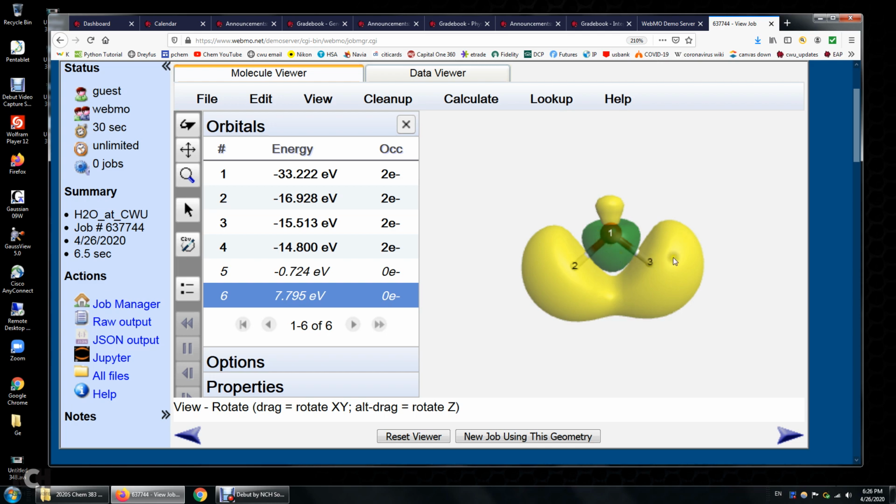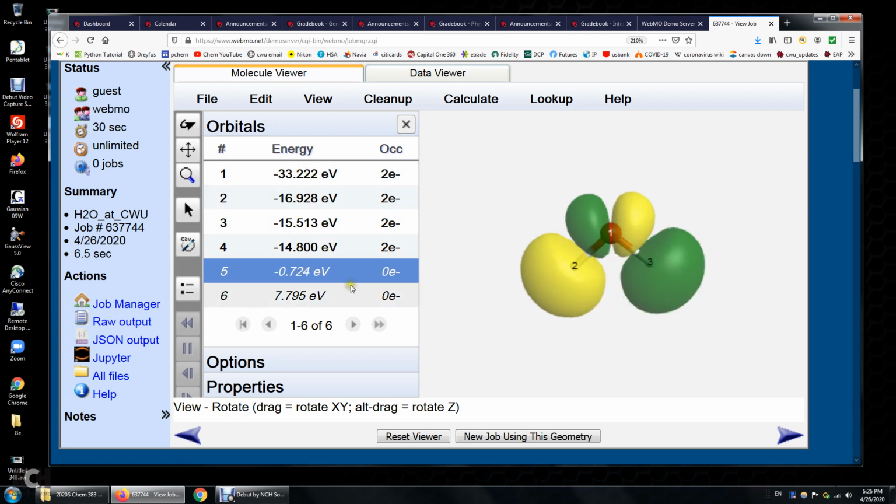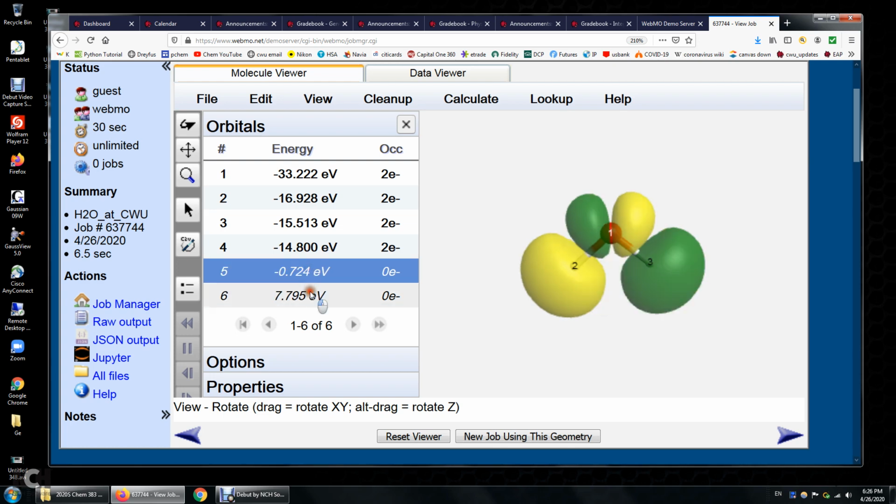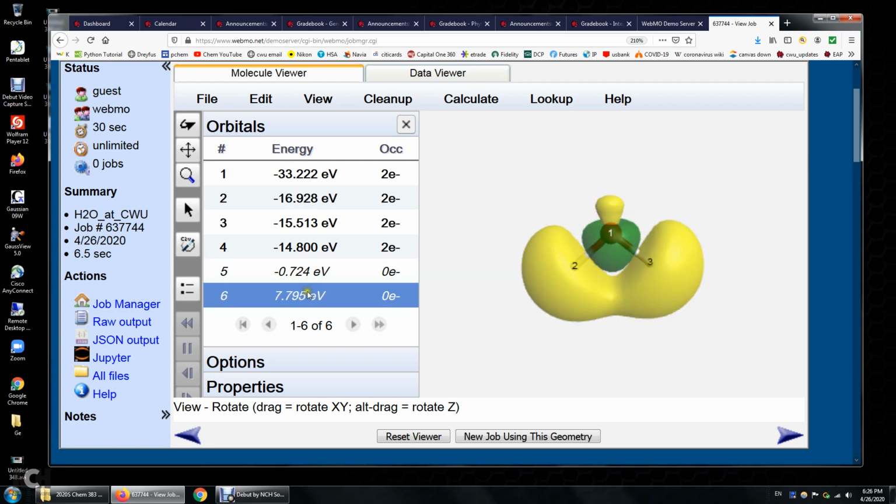Another antibonding MO. So over here, we're looking at 1, 2, 3, 4. These four are occupied valence orbitals, accommodating 8 valence electrons. This is the LUMO. This is LUMO plus 1. So again, we're looking at 4 valence MOs and 2 unoccupied antibonding MOs.